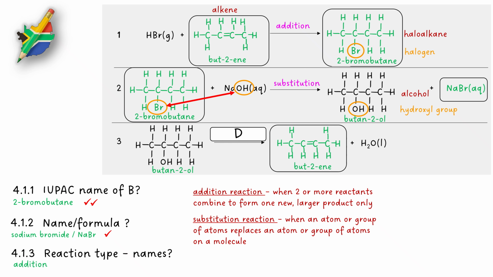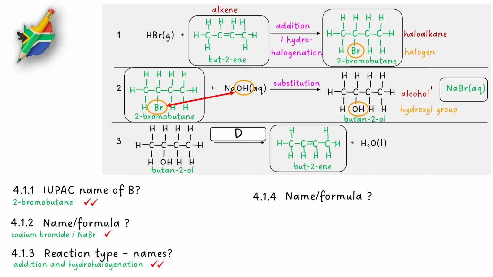Let's fill in the structure of substance A in reaction 3 because it also appears there. Now we still need a second name for the type of reaction in reaction 1. Since a hydrogen and a halogen are added, this reaction can also be called a hydrohalogenation reaction. Next, we need the name or formula of substance D.